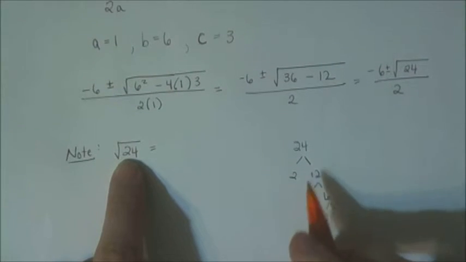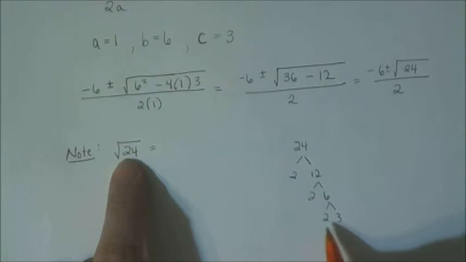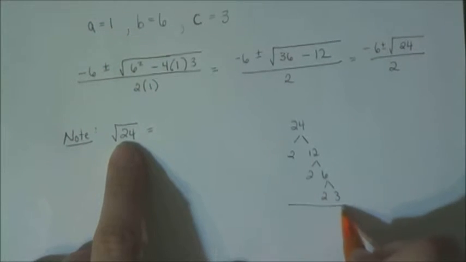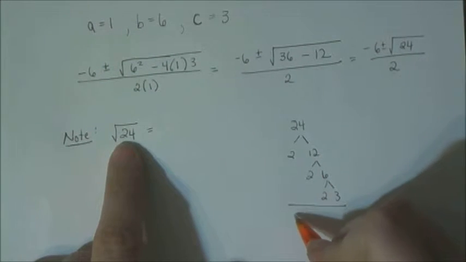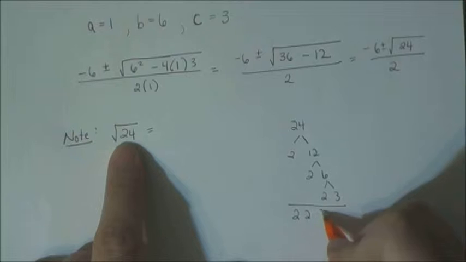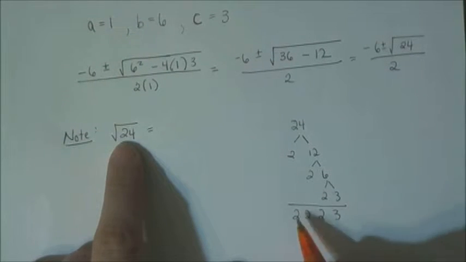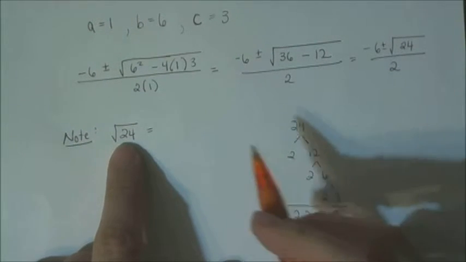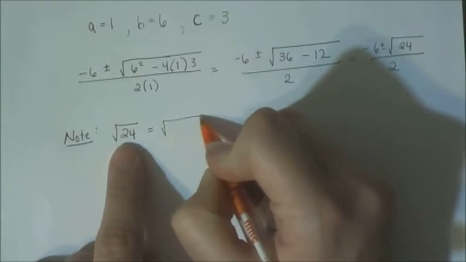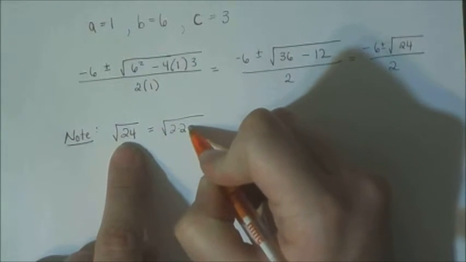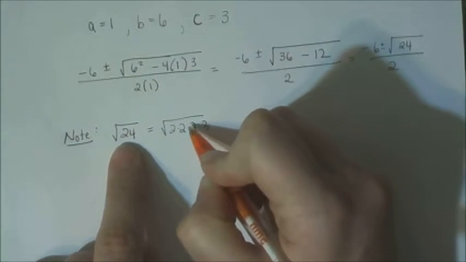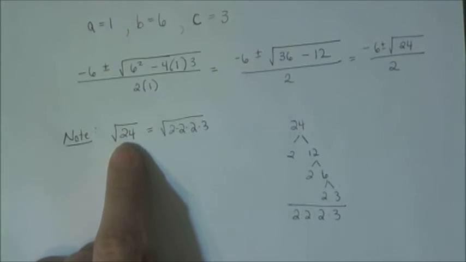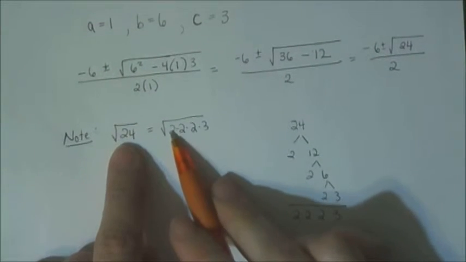And then I have my prime factorization where all of these are prime numbers, and the prime factorization for 24 we could write as 2 times 2 times 2 times 3. So that means we have 3 2's and a 3. So if I rewrote 24 as 2 times 2 times 2 times 3, then I can look for anything that I have a repeat of.